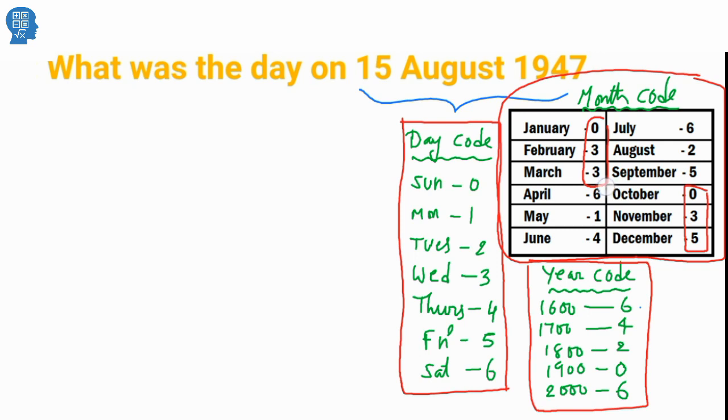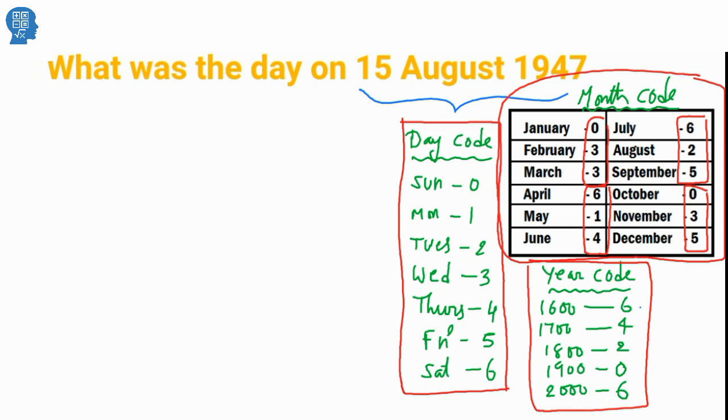Next, the second 3 months are 6, 1, 4, and the months July, August, September are 6, 2, 5. If you divide the months into groups of 3, the first 3 are 0, 3, 3, and the last 3 are 0, 3, 5. The fourth, fifth, and sixth months are 6, 1, 4, and the seventh, eighth, ninth are 6, 2, 5. Like this we can remember.